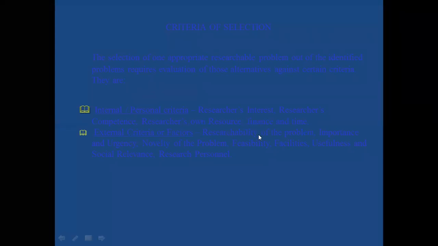So the selection, what is the criteria of selection? The selection of an appropriate research problem out of the identified problems requires evaluation of these alternatives. Again, certain criteria, first personal criteria: researcher's interest, and researcher's competence, researcher's own resources, finance and time. All these factors must be taken into account in order to get good results from the problem. Okay?